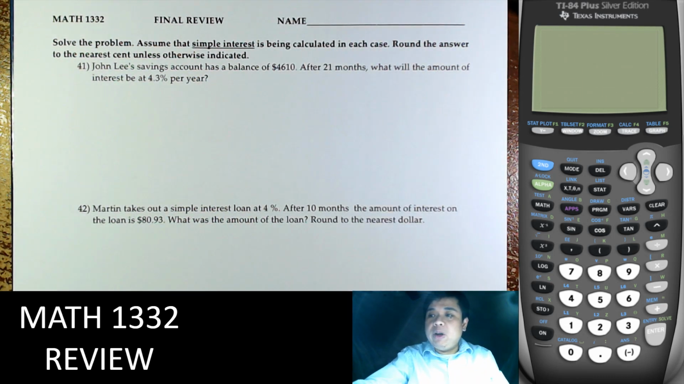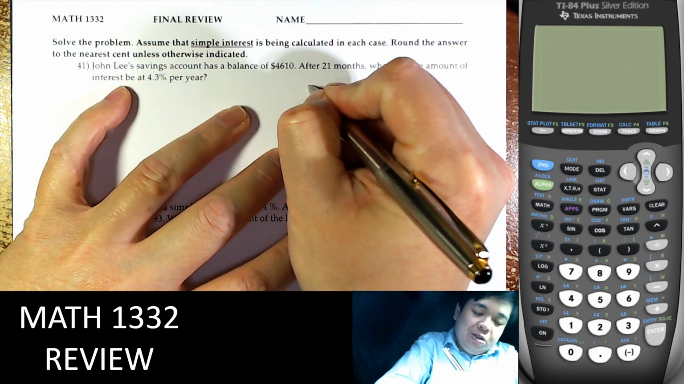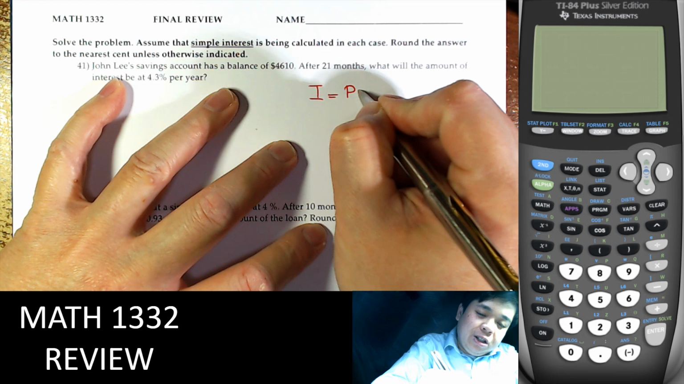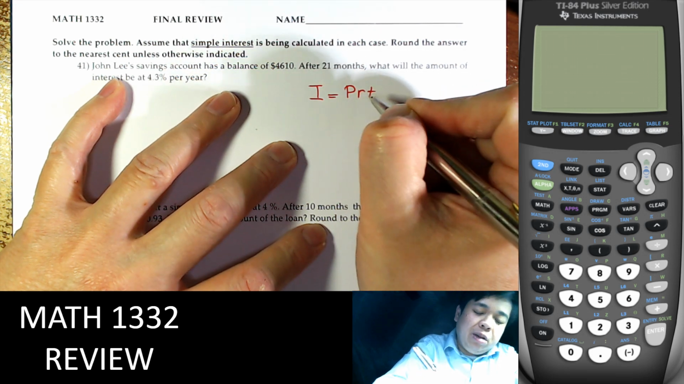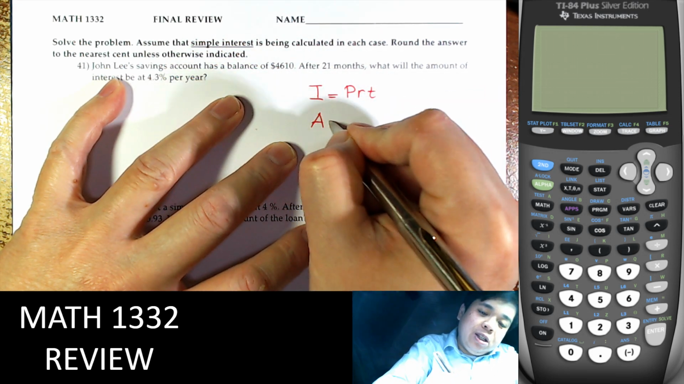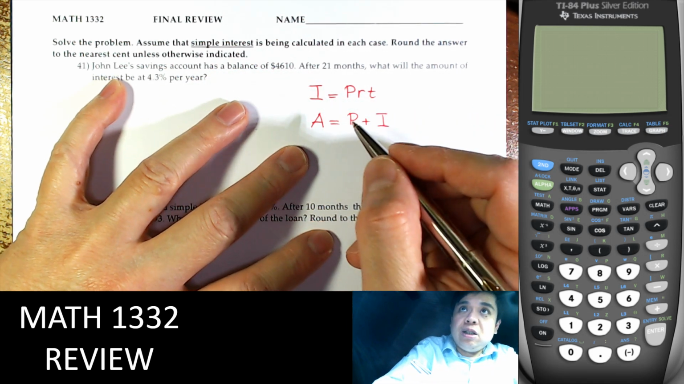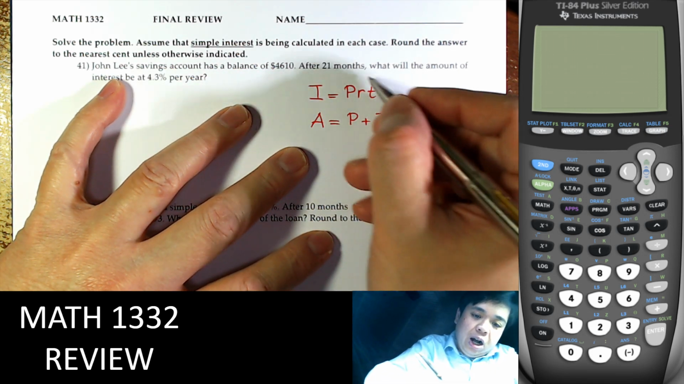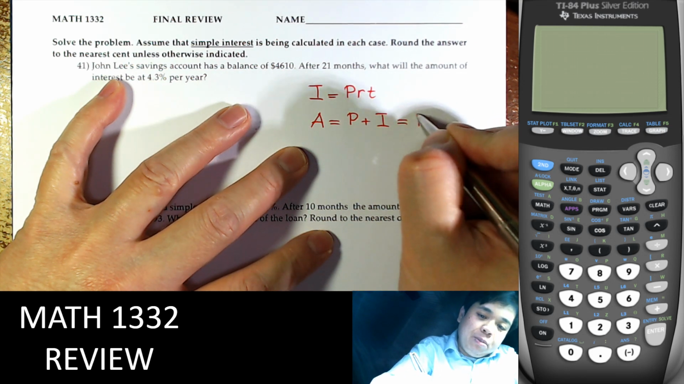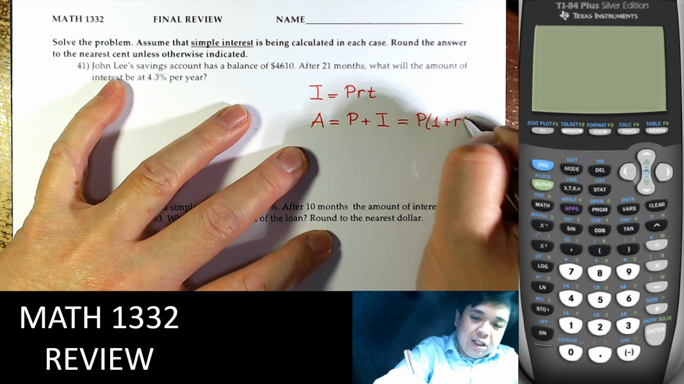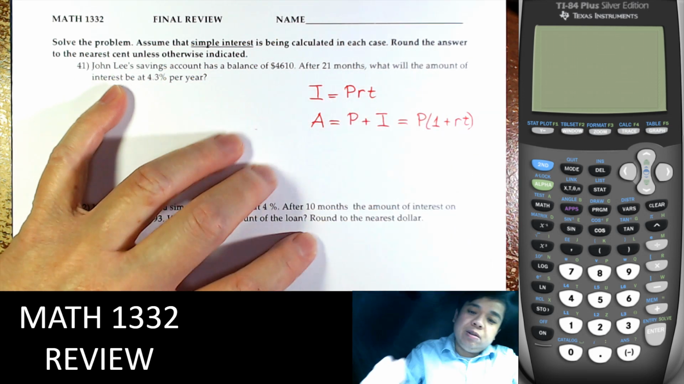So for the simple interest, the interest is equal to just the principal times the rate times time, and the future value is equal to the principal plus the interest, which we factor out the P. We have P times 1 plus rt.